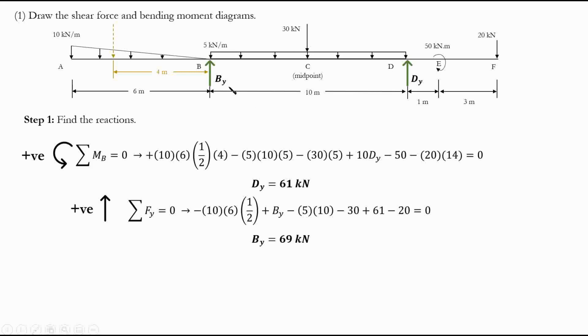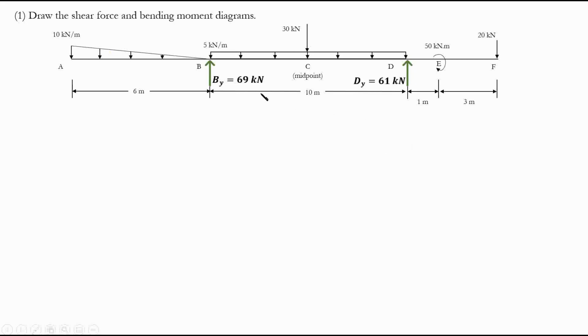Now, basically, we have both of our reactions. We have By and we have Dy, okay? Basically, now we are prepared to draw our shear force and bending moment diagrams. So this is the reaction we found for By, and this is for Dy. So let's start with our shear force diagram.